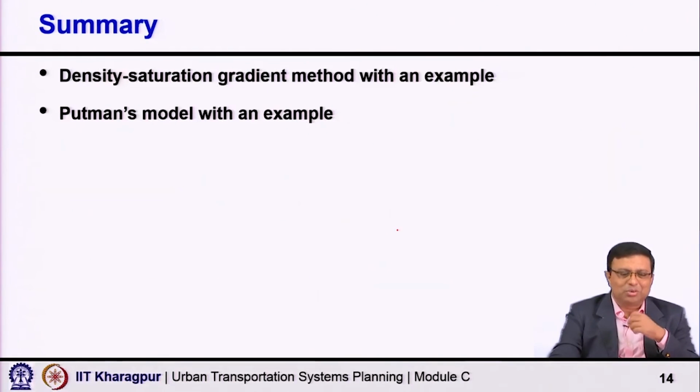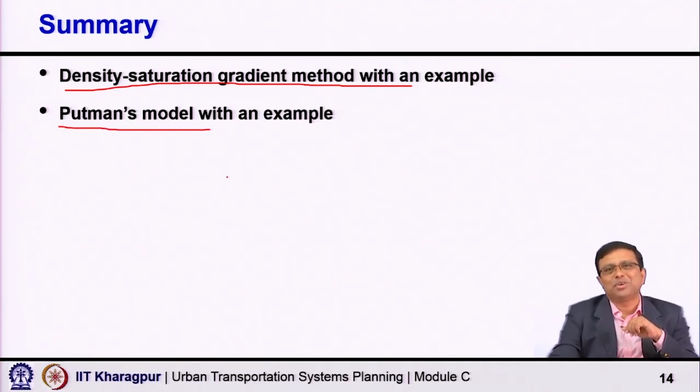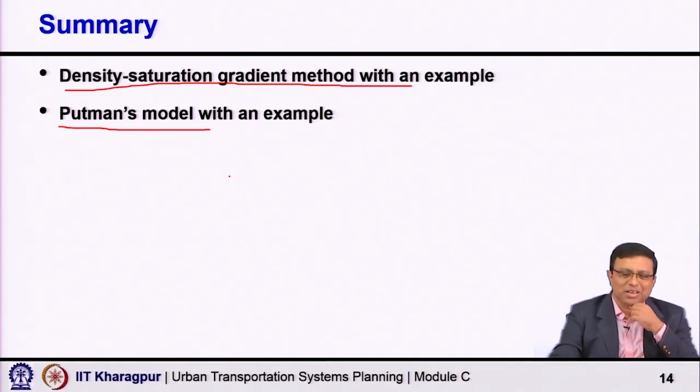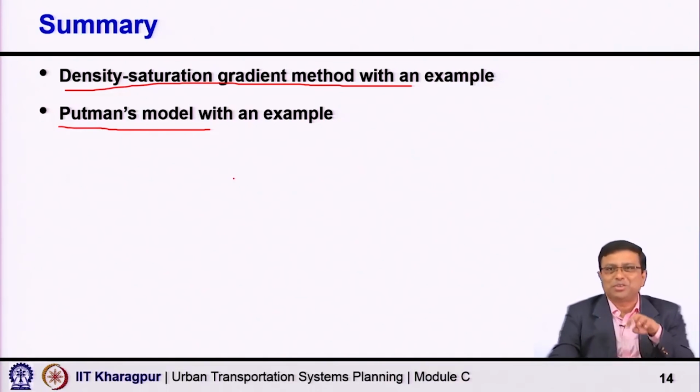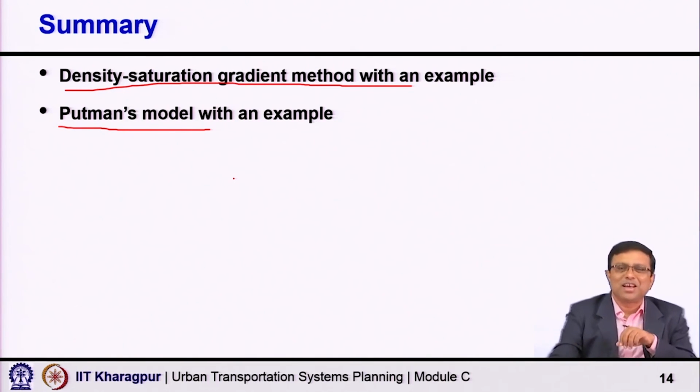So, specifically in this lecture, we discussed the density saturation gradient method and explained how it works with a very simple example. We also told you about another operational model called Putman's model: given the employment distribution and the transport network, the travel time and cost, how you get the distribution of residential population in different zones. That also we explained with an example. So, we close this lecture with this. Thank you so much.